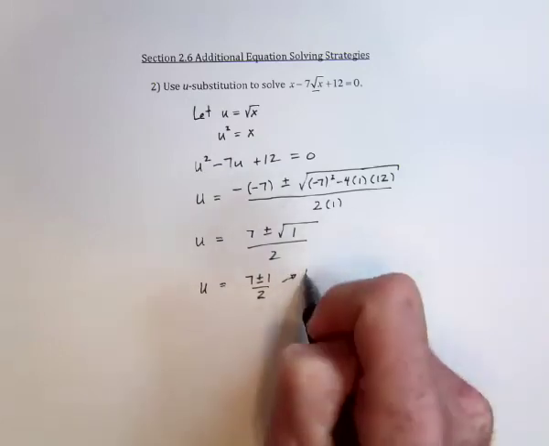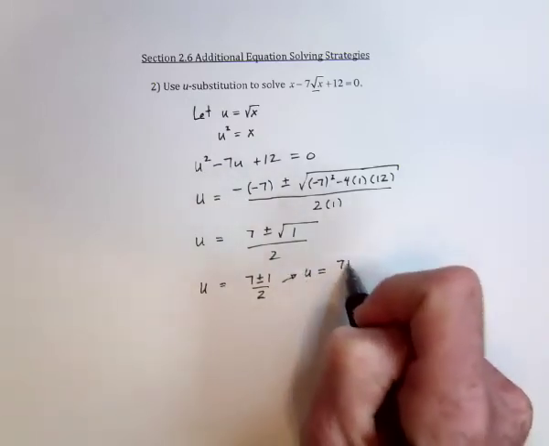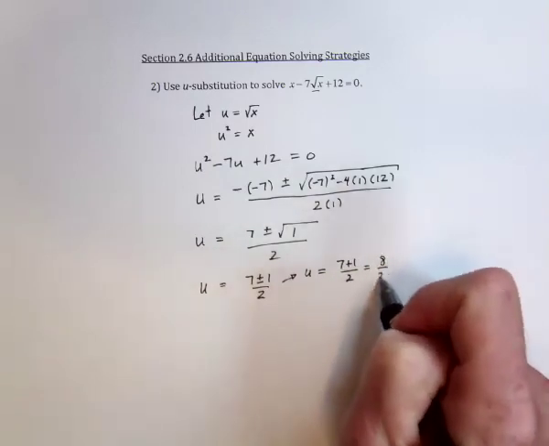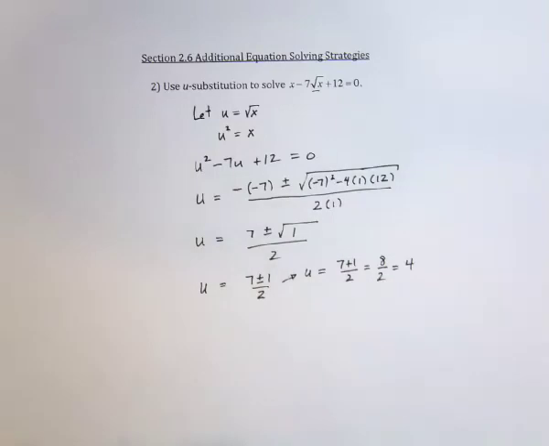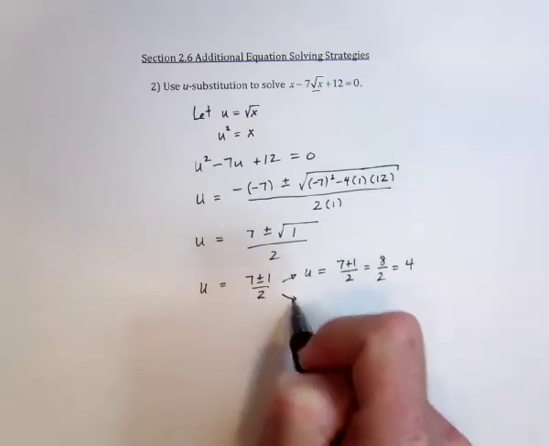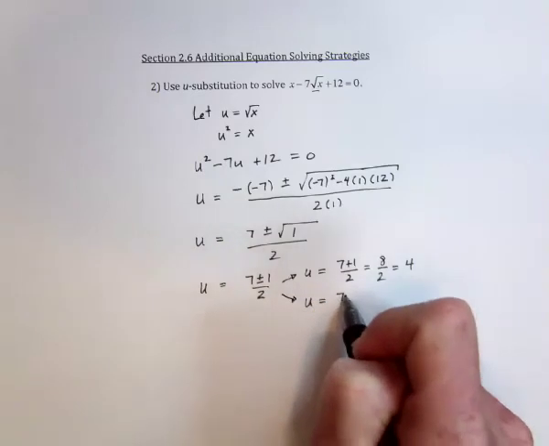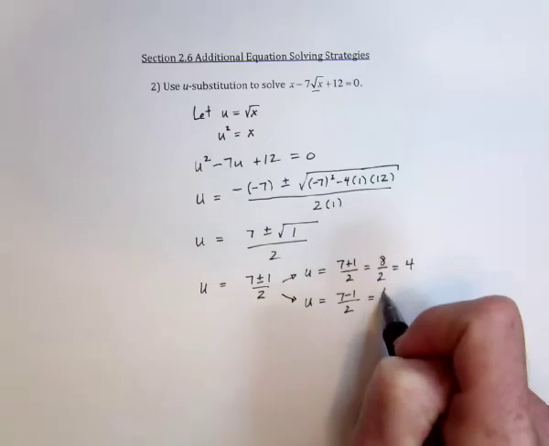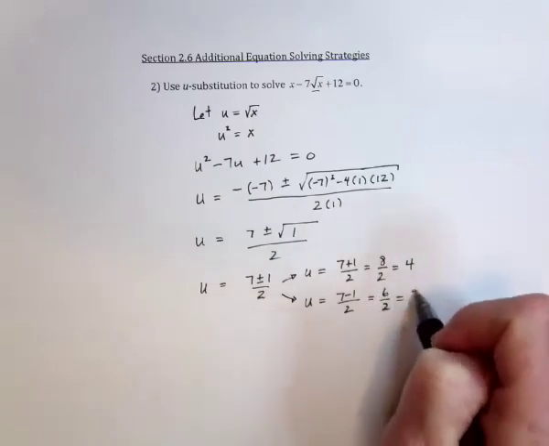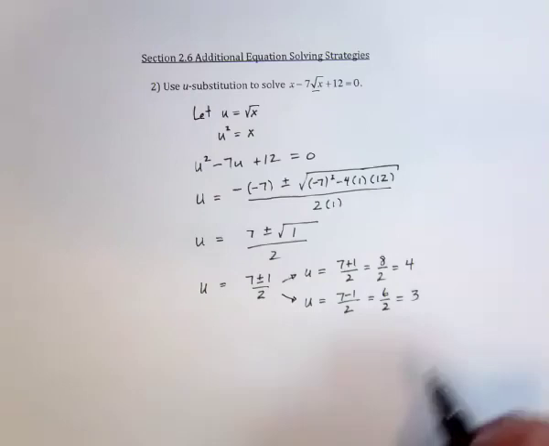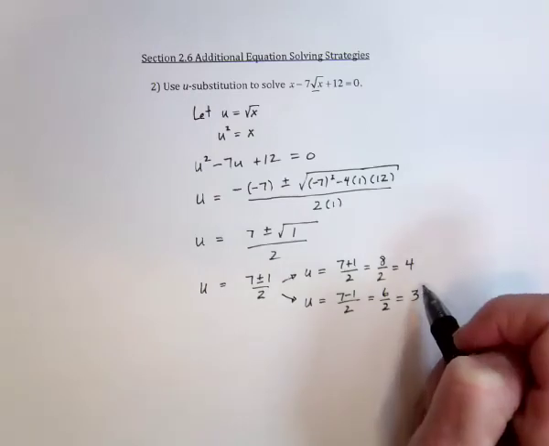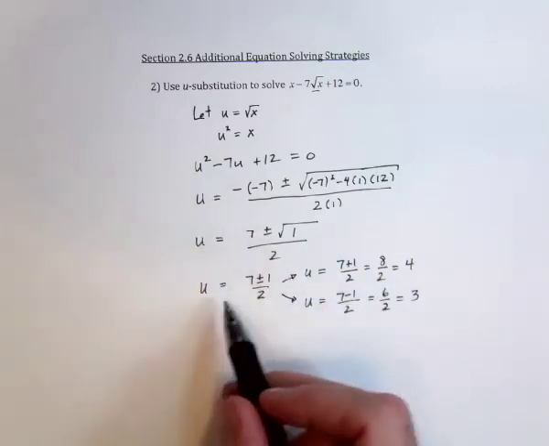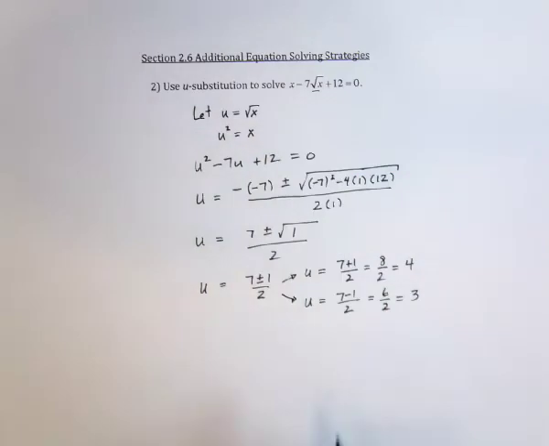So two possibilities. u is equal to 7 plus 1 divided by 2, which would be an 8 divided by 2, or 4. Or the other possibility is that u is equal to 7 minus 1 divided by 2, or a 6 divided by 2 is 3. But we're not done yet, because all of this has been for what u is equal to, and the question asks solve for x.